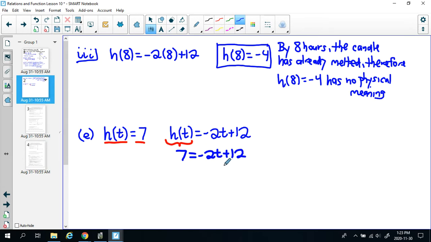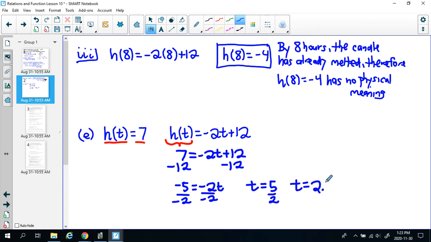Okay, now we have a linear equation that we need to solve. So we're going to subtract 12 from both sides first. 7 minus 12 will be -5. So -5 is equal to -2t. And then isolate the t by dividing both sides by -2. Your time would be a fraction, 5 over 2, but we'll just turn it into a decimal. 5 divided by 2 would be 2.5. And the units here are hours.